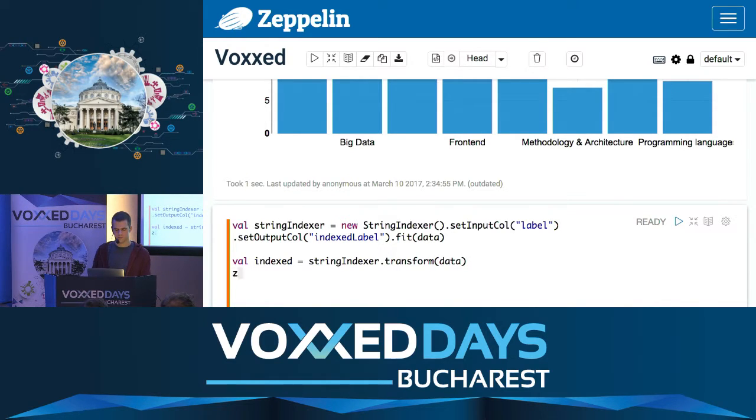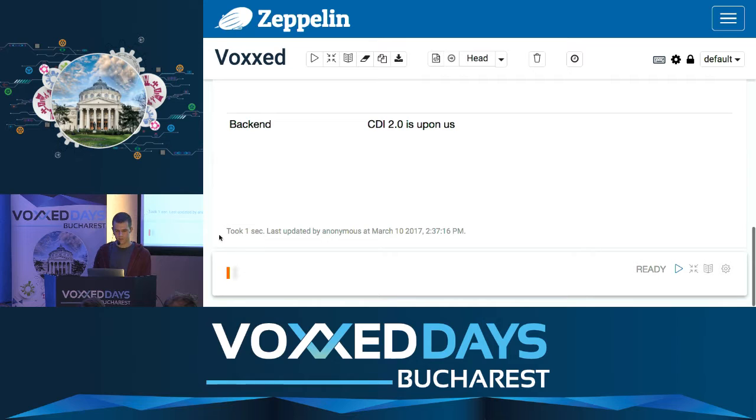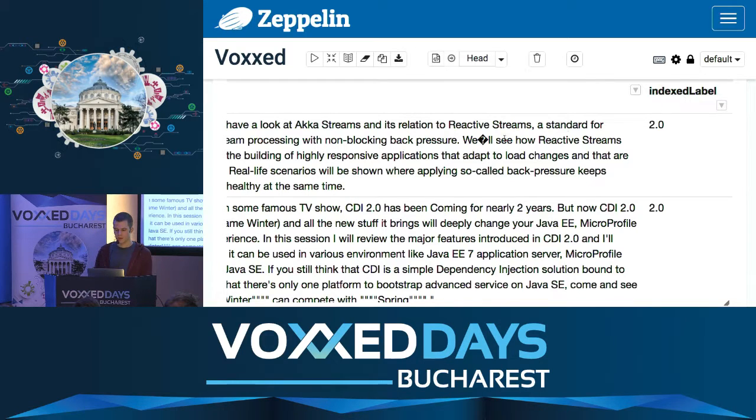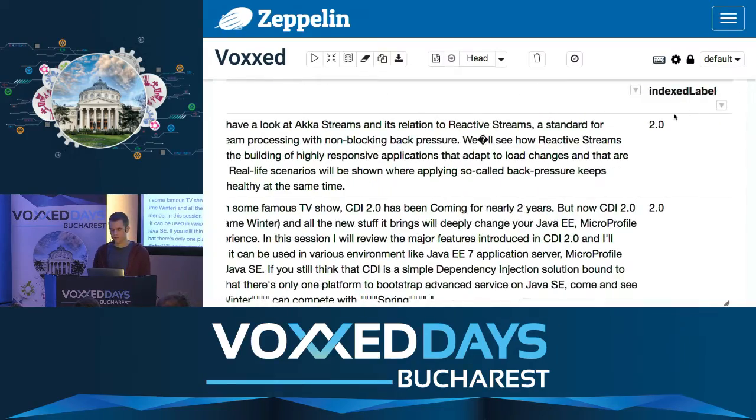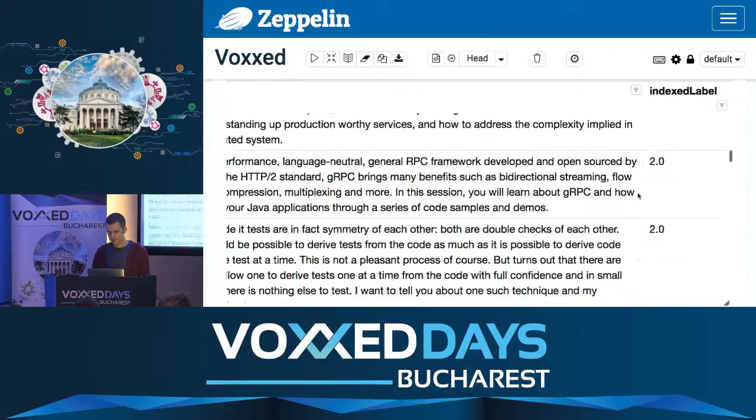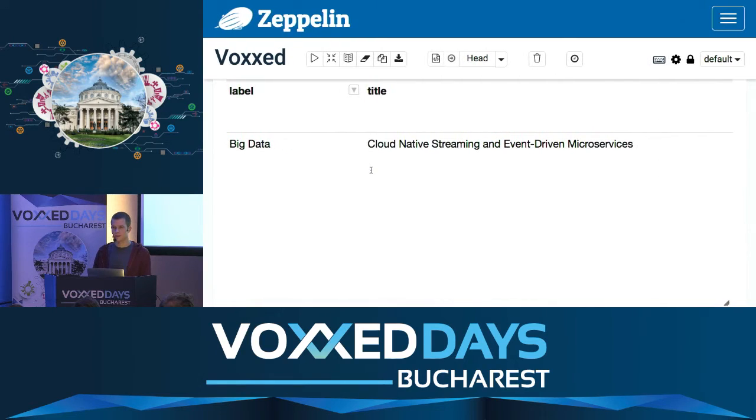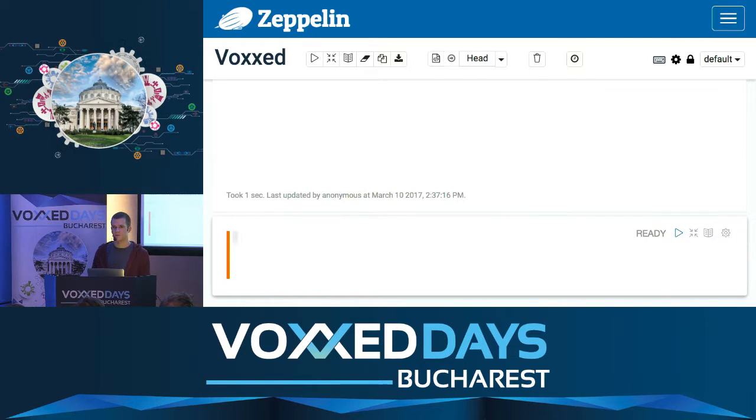And let's display it. So there's again our table, and there is a new column named indexed label. We see here that for a label named backend, we got the value 2.0, and later, for example, we see here the value 1.0 for the label big data. So our label transformation is ready. But at the end of the process, we'll need to do an opposite transformation to transform back from the numerical representation to the string representation.